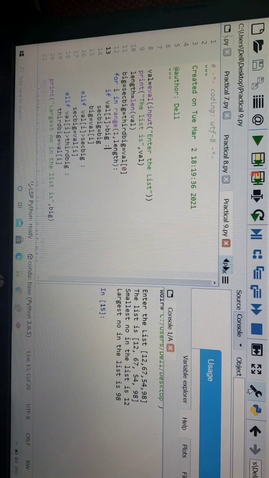Okay, if val I is greater than big, meaning the biggest number, then big should be equal to the second biggest number, and the biggest value, the index value, will be stored in the big variable. Then if that index value is bigger than second big, then the second biggest value should be equal to the index value of that particular element.